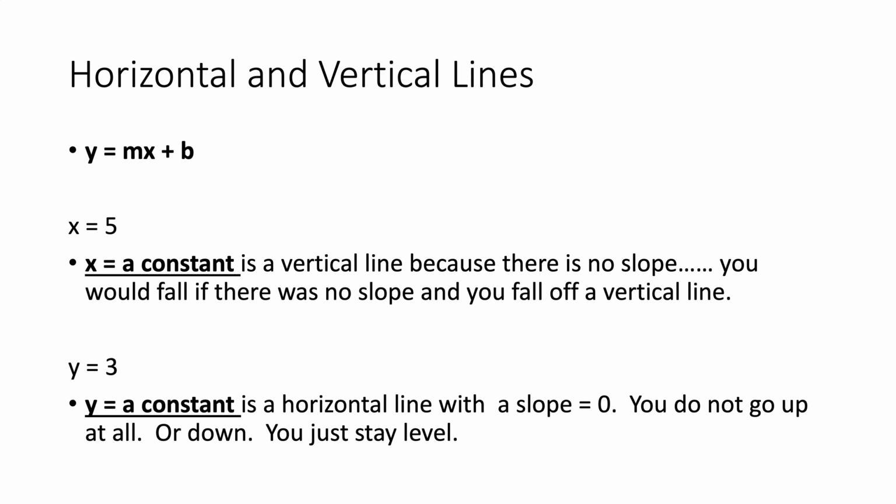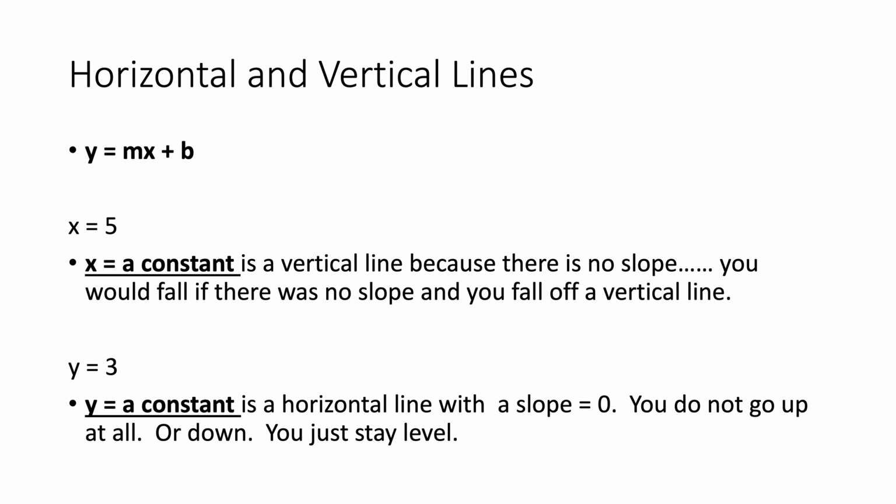You can't do that when it's x equals 5 because you can't go over at all. You're just going up or down. You can't go over, and there's nothing to walk up. There's no slope to walk up. You would fall right off the side of a vertical line. Okay, so there is no slope.